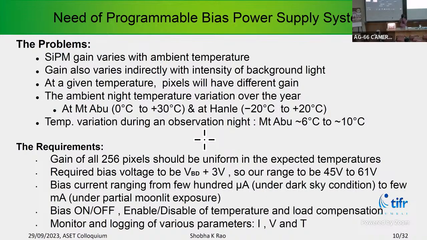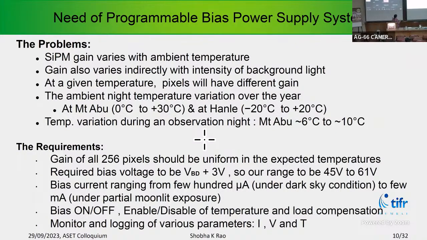So why? One thing is the point I've already mentioned, and second, indirectly, the gain varies with the intensity of background. This is because of the way we have biased the SiPMs. And the second point is there are 256 pixels, and each pixel sensor can have a different gain. Our need is to have a uniform gain in the camera.